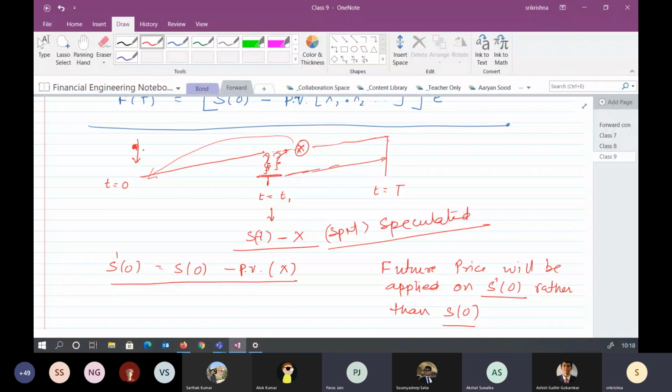That's why, sir, at T equal to T1, the spot price should be S of T minus X, and X is our dividend part. Right, that we had got. I'm saying what the spot price should have been just after, a second after the dividend has been paid. Please raise your hand if you have understood.